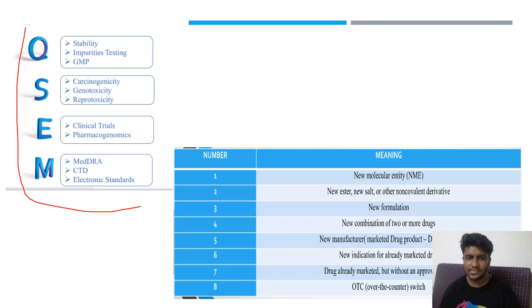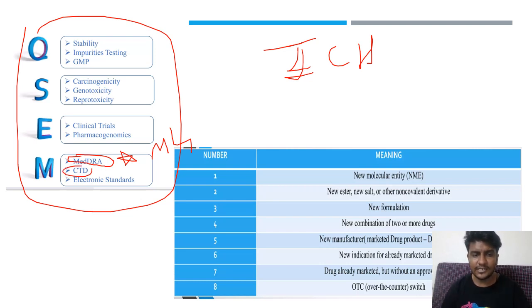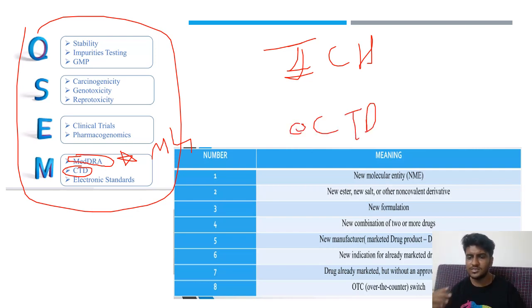Similarly, these are the QSAM guidelines that I was mentioning, of the ICH, International Council for Harmonization of Pharmaceuticals for Human Use. So stability testing, impurity testing, GMP, carcinogenicity, genotoxicity, reproductive toxicity, clinical trials, pharmacogenomics, MedDRA, which is the Medical Dictionary for Regulatory Activities. This MedDRA is very important. I think it is in the M4 guidelines, M4, M8. I just forgot about the MedDRA, but it is in the CTD, eCTD. So there are CTD and eCTD as well, which is the Electronic Common Technical Document. There are modules in CTDs that we will be discussing ahead in the slides.